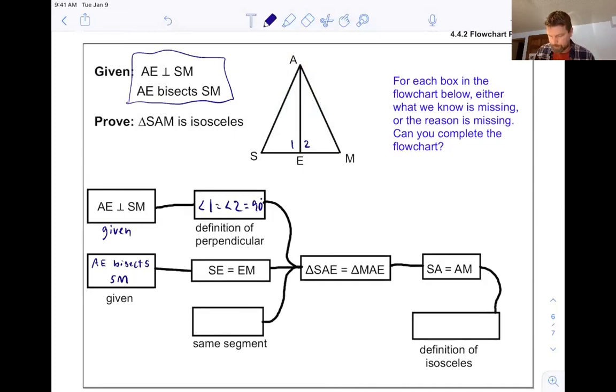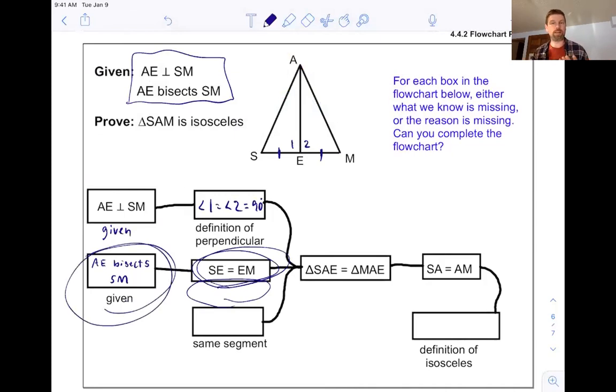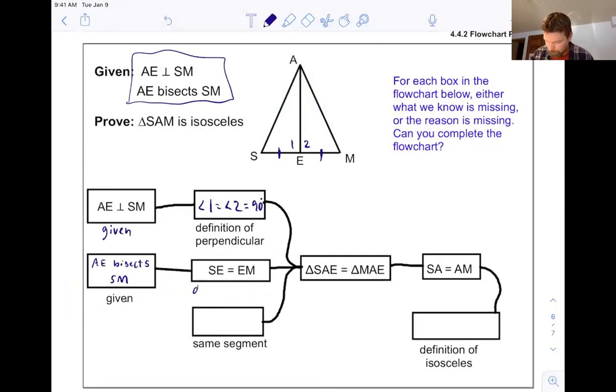Let's see here. AE bisects SM. That flowed into this. SE equal to EM. Well, yep, so then I'm going to mark that true in my picture. SE and EM, but then I need the reason here. So I knew SE and EM were equal because we had a bisector, and a bisector again cuts things equally in half. So that's the same thing I had before. That's the definition of bisect. Bisect means you cut something exactly in half.